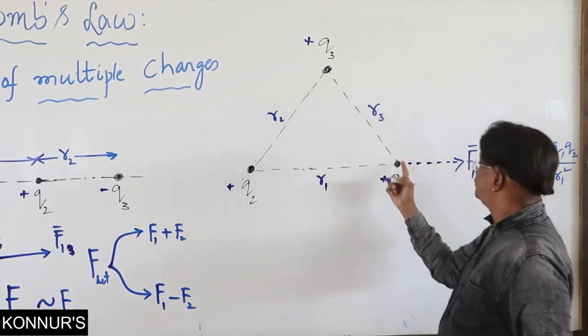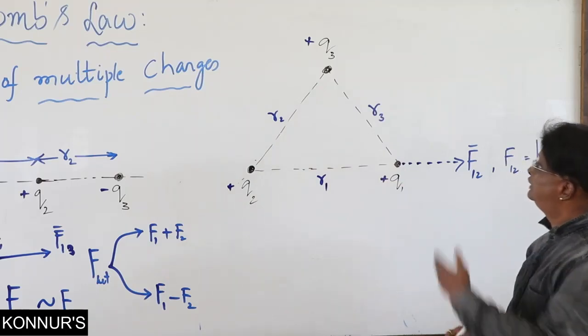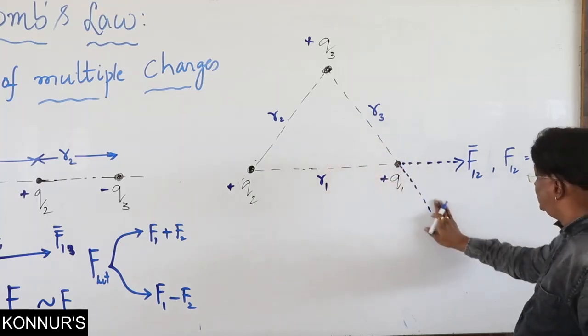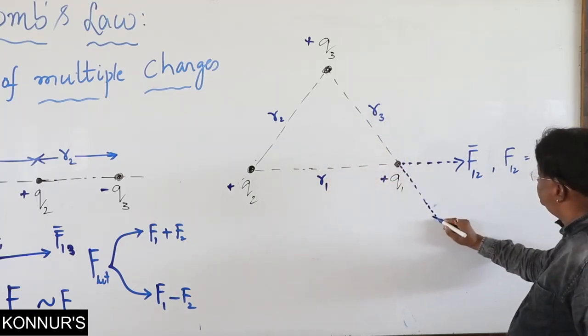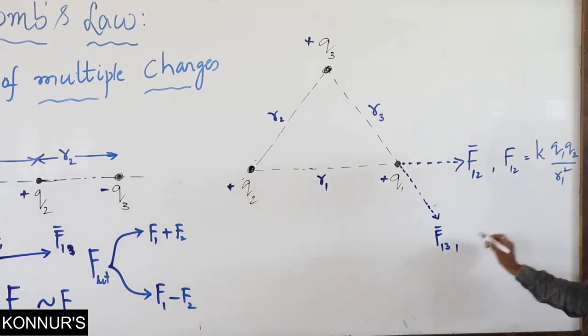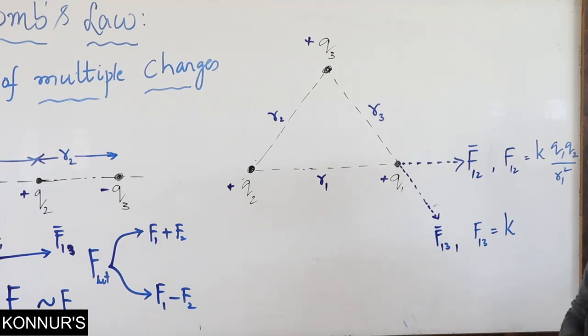Now Q3, Q1. Q1 also experiences force due to Q3. It is again like charges. Therefore along the line joining, see this was the line joining, along the line joining I will draw one more vector. This vector I will call F13 bar. What will be the magnitude F13? The magnitude is the same, K times 1 by 4 pi epsilon naught, 9 into 10 to the power 9. Every time I am repeating that so that you don't have confusion and it will be easy for you with simplifications. Q1 Q3, because it is between Q1 and Q3, upon R3 square.